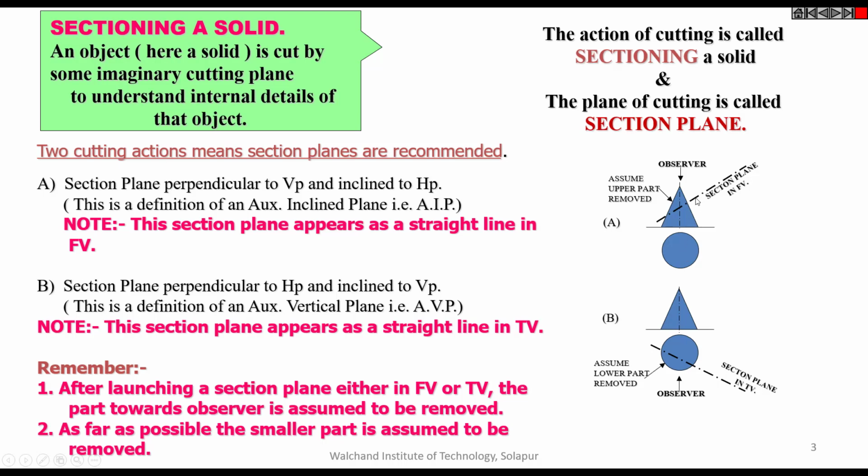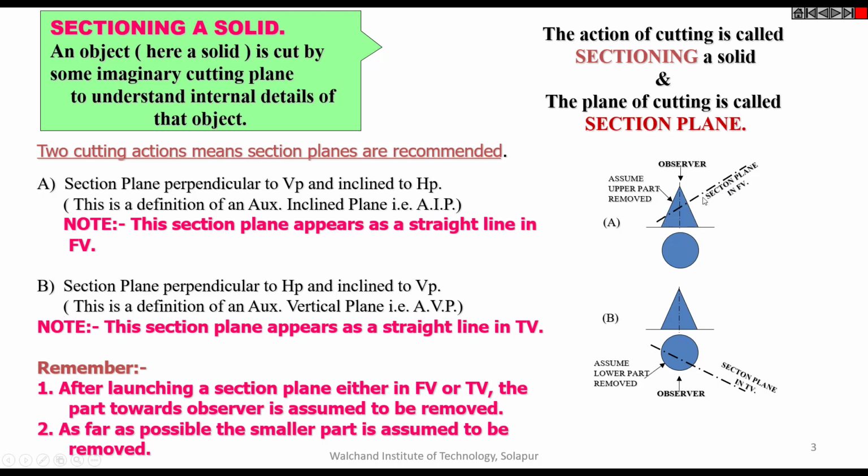Here the section plane you have shown above the XY line. Any cutting plane is going to be given in such a fashion that it makes an angle of theta degrees with HP and perpendicular to VP. Do not bother about perpendicular to VP, it will automatically come.